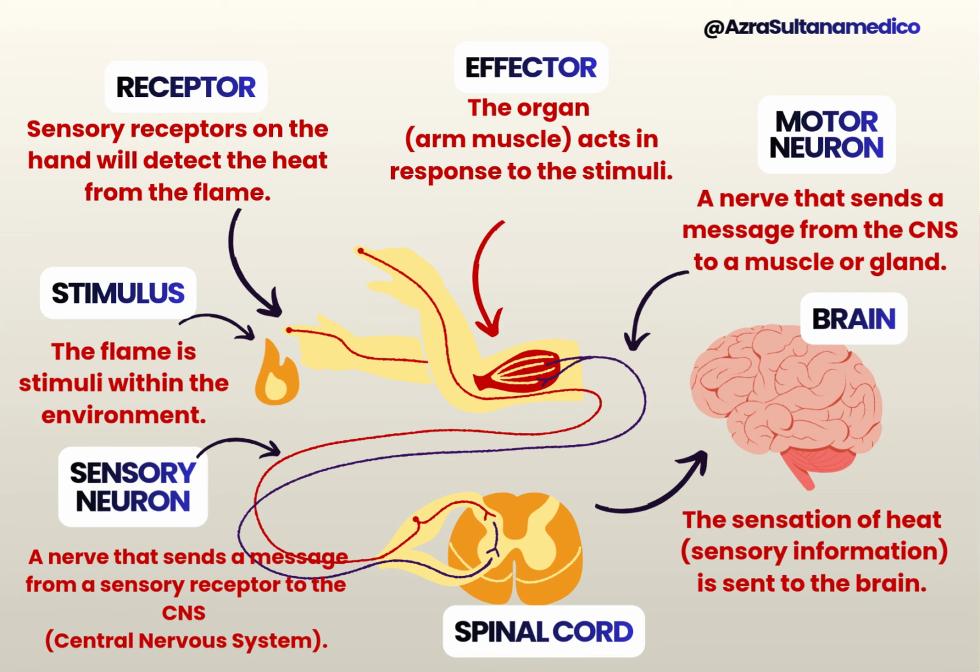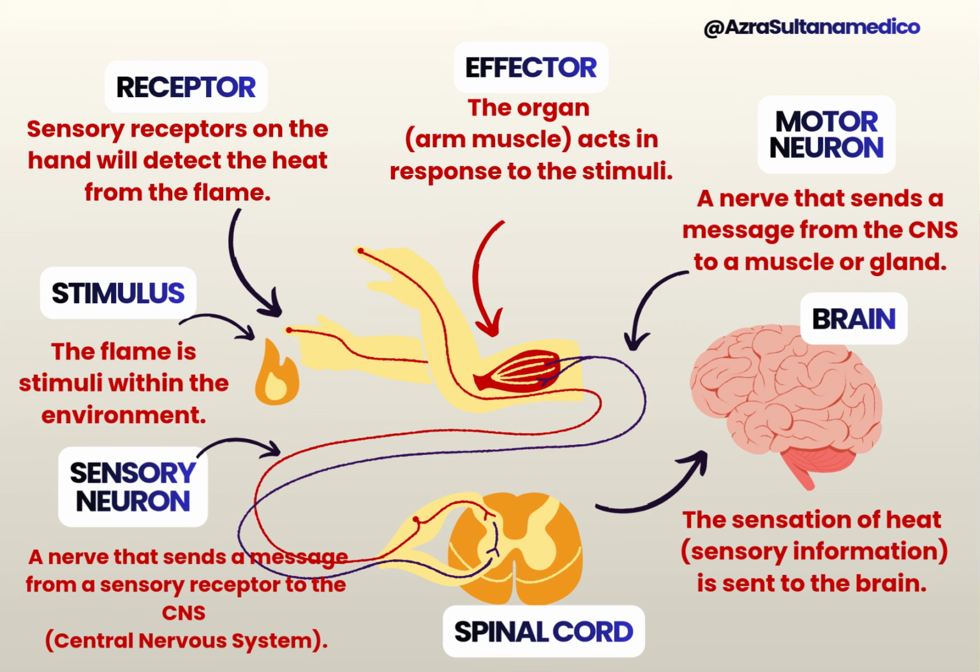Finally, we reach the effector. An effector is the organ that carries out the response. In this example, the arm muscles act as the effector. When they receive the message from the motor neuron, they contract. This contraction pulls your hand away from the flame, protecting your body from further injury.